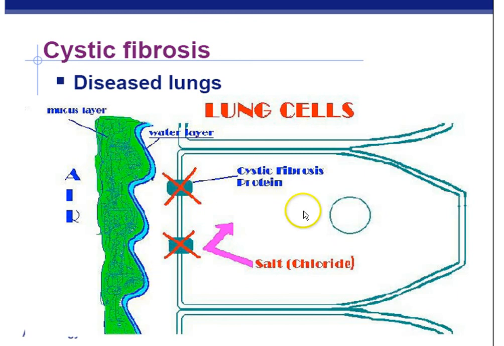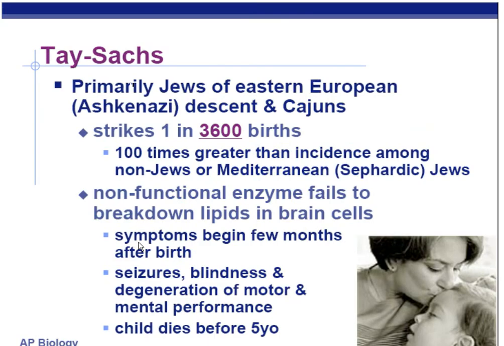However, if you have the damaged DNA that causes the cystic fibrosis problem, the protein doesn't work, doesn't pump out the salt, this doesn't become hypertonic, the water does not follow by osmosis, and the mucus in the lungs gets really thick and gooey, and the person is basically drowning on their own snot. And that's cystic fibrosis. Tay-Sachs, another autosomal recessive disorder, affects mainly Jews of Eastern European populations.